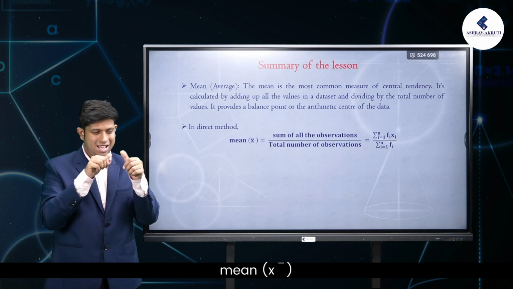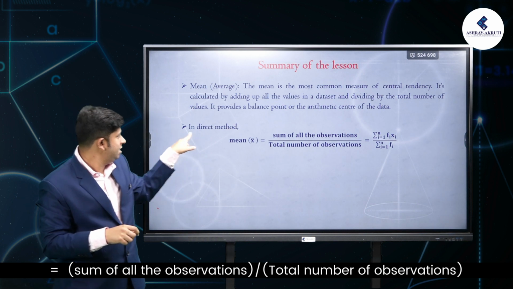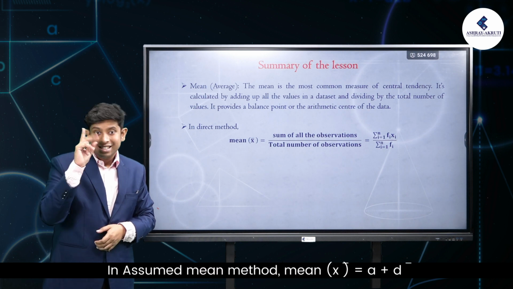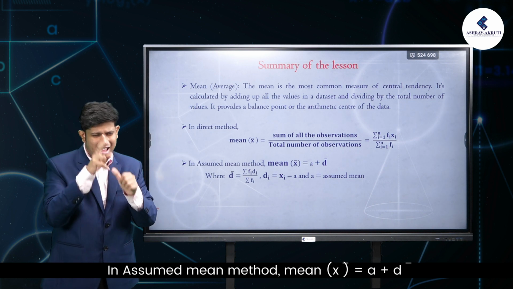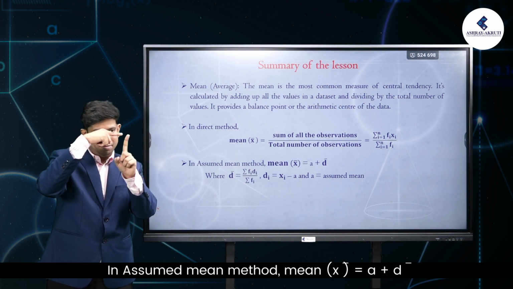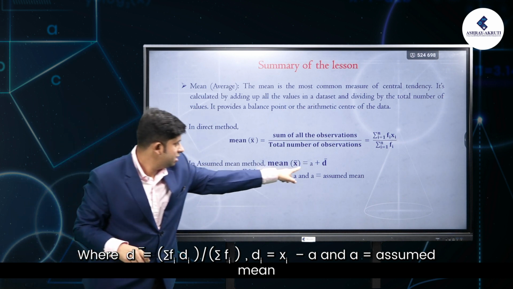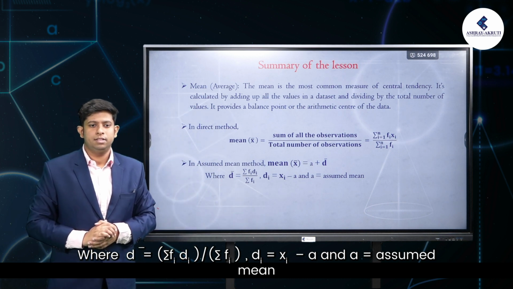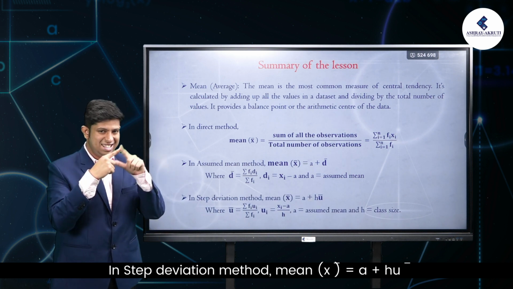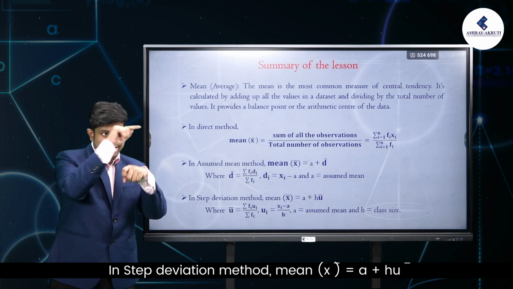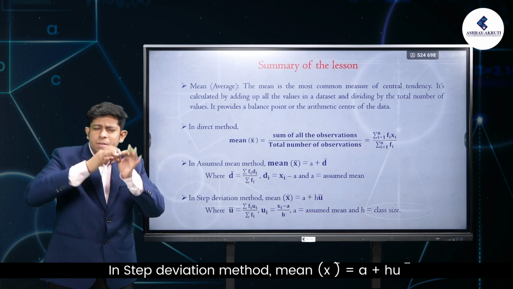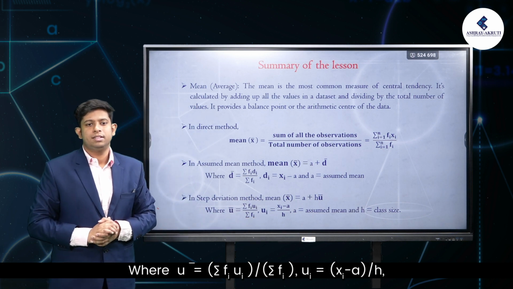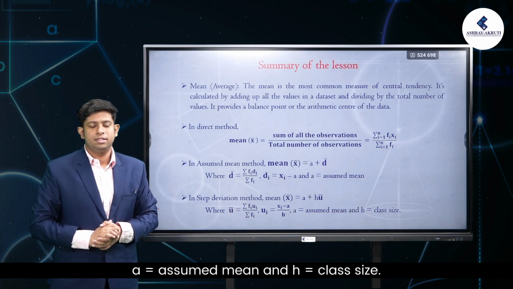In direct method, mean x bar is equal to sum of all the observations by total number of observations, that is equal to summation i equal to 1 to n fi xi by summation i equal to 1 to n fi. In assumed mean method, mean x bar is equal to a plus d bar, where d bar is equal to summation fi di by summation fi, di is equal to xi minus a and a is equal to assumed mean. In step deviation method, mean x bar is equal to a plus h u bar, where u bar is equal to summation fi ui by summation fi, ui is equal to xi minus a by h, a is equal to assumed mean and h is equal to class size.